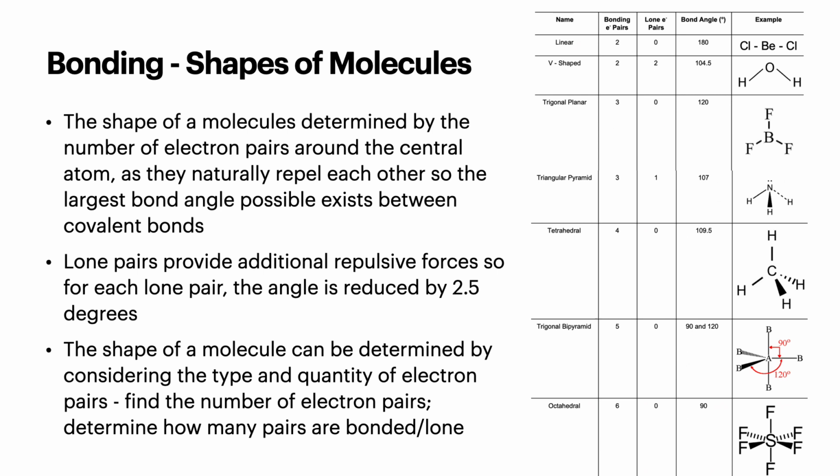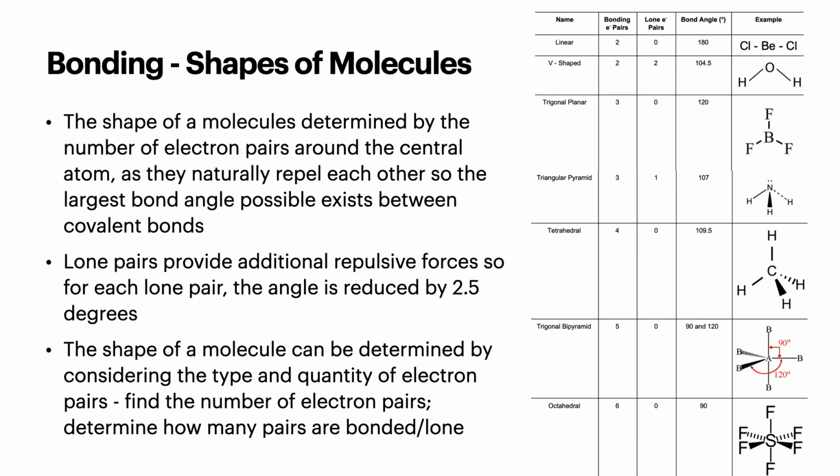But a little bit more about the bonding. So this is more about the actual shapes of molecules and why they are the way they are. So the shape of a molecule is determined by the number of electron pairs around the central atom as they naturally repel each other, so the largest bond angle possible exists between covalent bonds.